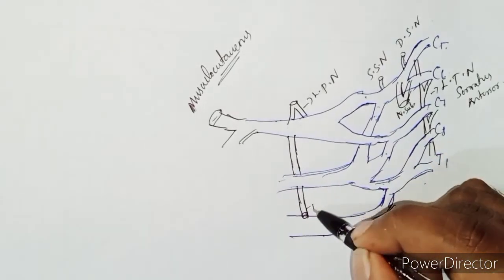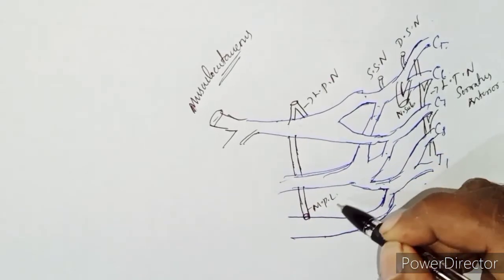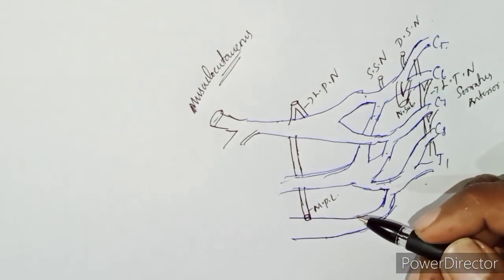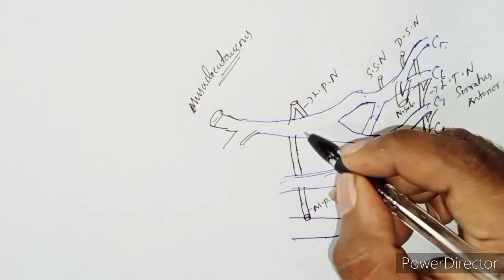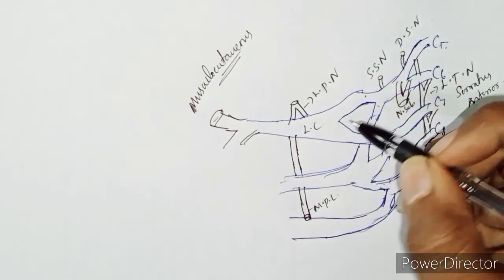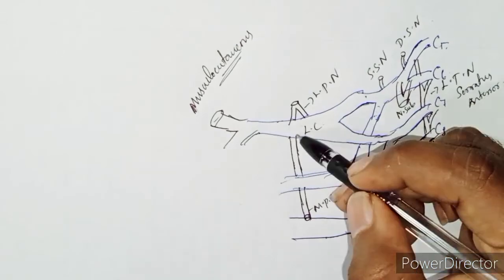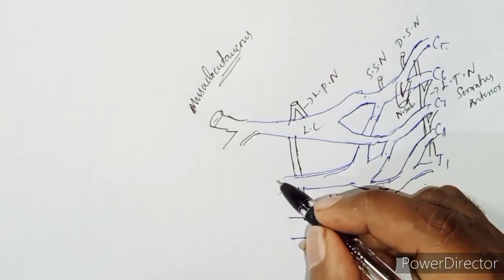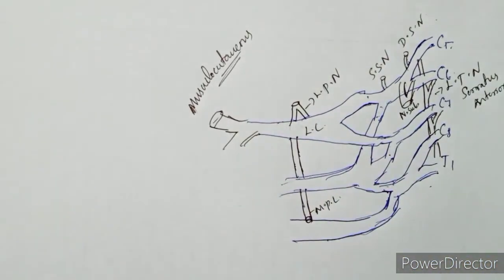This is called the medial pectoral nerve. Okay, in this lateral cord we have seen three nerves: the lateral pectoral nerve, the lateral root of the median nerve and the musculocutaneous nerve. Next, coming to the posterior cord, we have five branches.